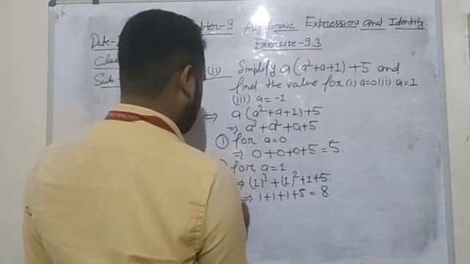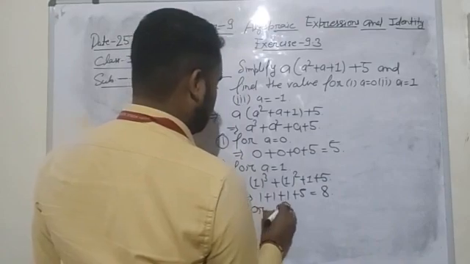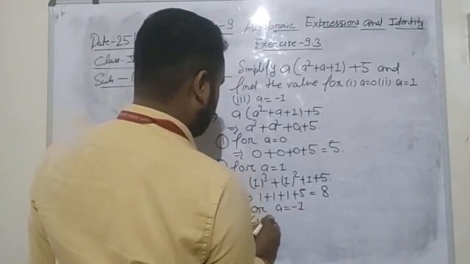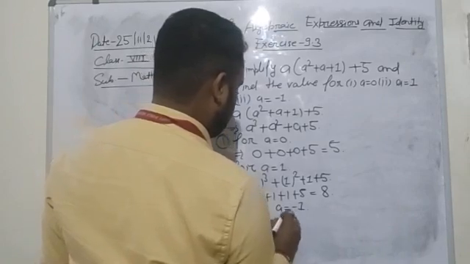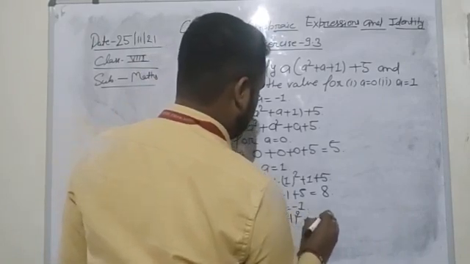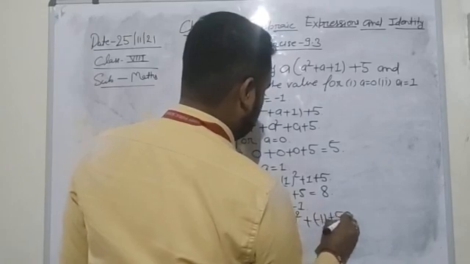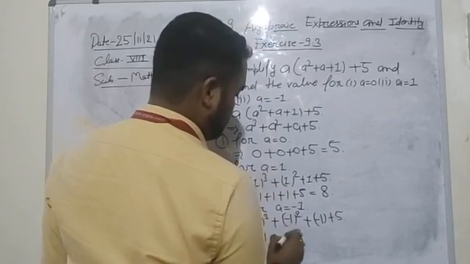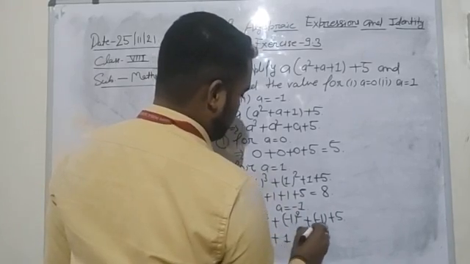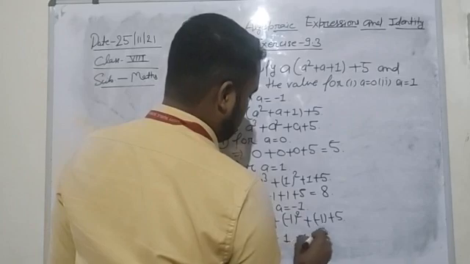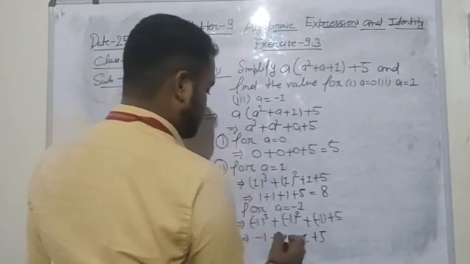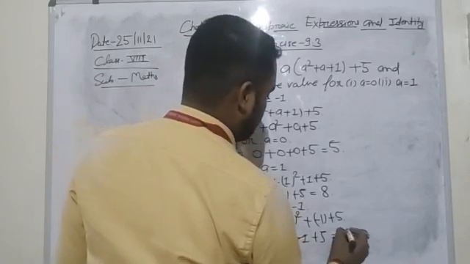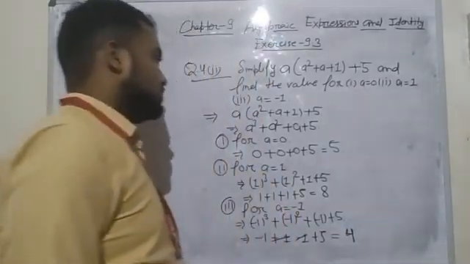And the third one is for a equals minus 1: (−1)³ + (−1)² + (−1) + 5. Minus 1 whole cube is minus 1, minus 1 square is 1, and minus 1 is minus 1, plus 5. So minus 1 plus 1 cancel out. 5 minus 1 gives 4. So now note it down.